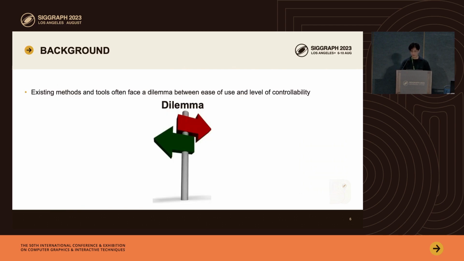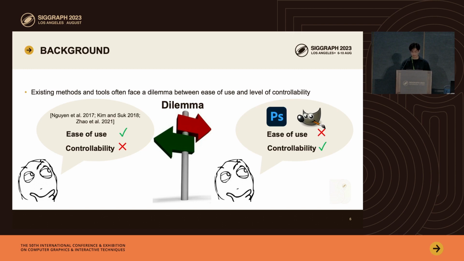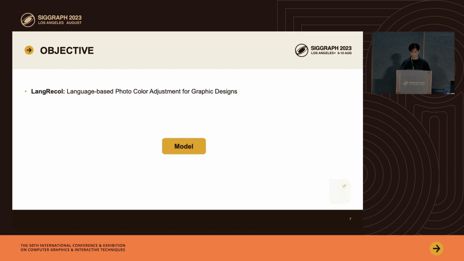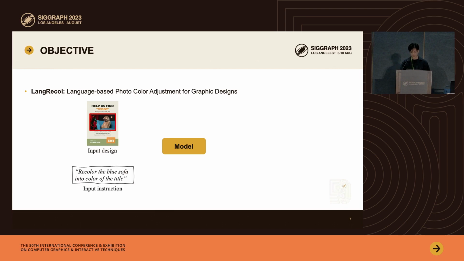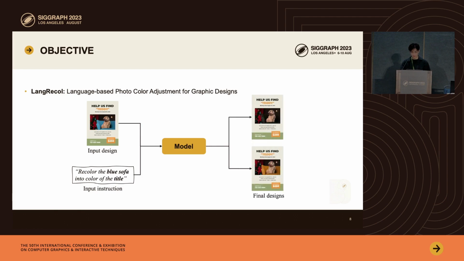While there are some existing methods and commercial software for conducting this tedious task, users often face a dilemma between ease of use and level of controllability. To solve this problem, our goal in this work is to construct a language-based system that is user-friendly and has a broad range of expressiveness. Given an input design with a photo and a language-based instruction, our system can automatically recolor the photo following the instruction. The language-based instruction here generally contains two parts, one for indicating where the target local regions are in the photo, and the other for indicating where to obtain the source colors from the design elements.